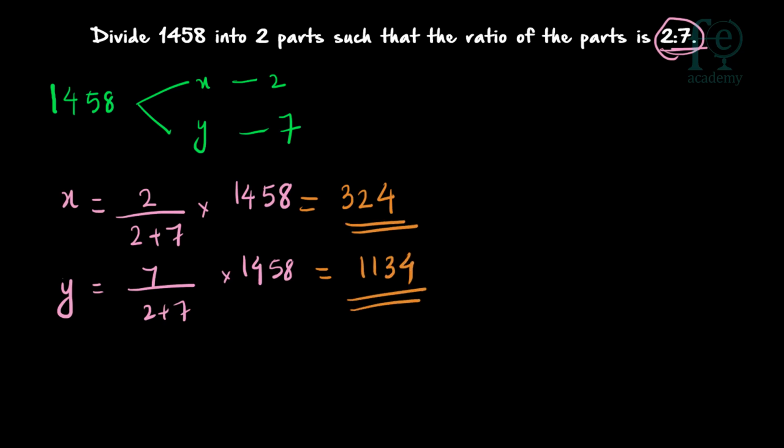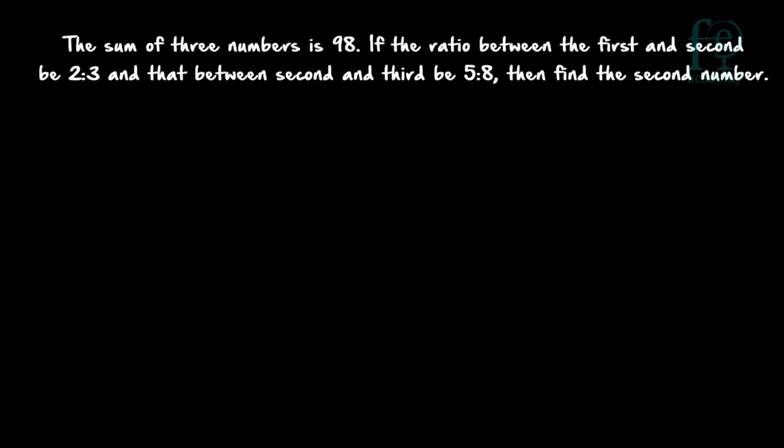This is a very basic concept. You have used this concept in many of the questions you have done for other topics also. I just discussed it here since it's a basic question: how to divide a number into two parts so that we get a particular ratio. Next question. The sum of three numbers is 98.